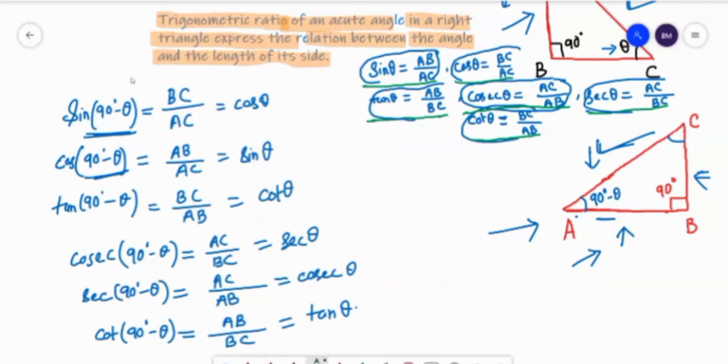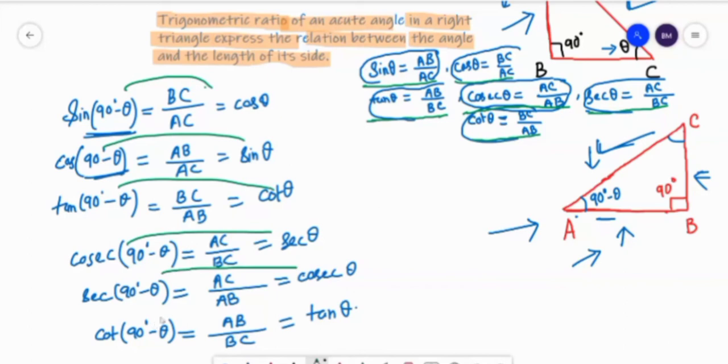Check that sin of 90 degree minus theta is cos theta, cos of 90 degree minus theta is sin theta, tan of 90 degree minus theta is cot theta, cosec of 90 degree minus theta is sec theta, sec of 90 degree minus theta is cosec theta, and cot of 90 degree minus theta is tan theta. So this is how we can find the relation between the trigonometric ratios of complementary angles.